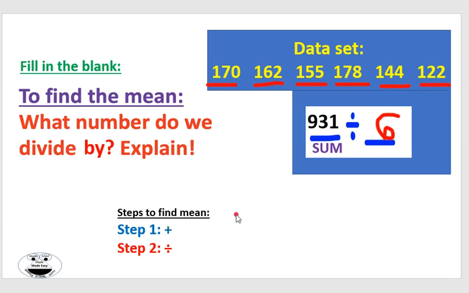So just to go over the 2 steps in the mean, we first add all the numbers in the data set. Second step, we divide by how many numbers there are, and as you saw in these examples, it's going to be a different number that we divide by each time.